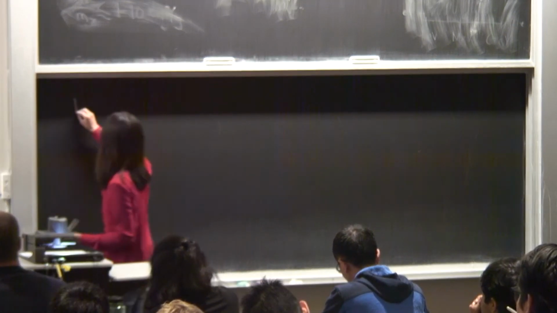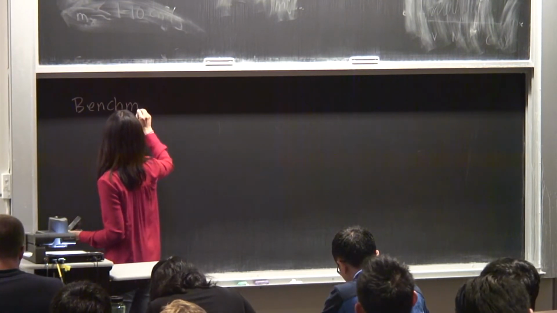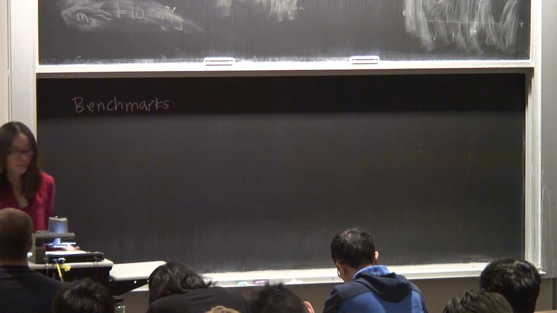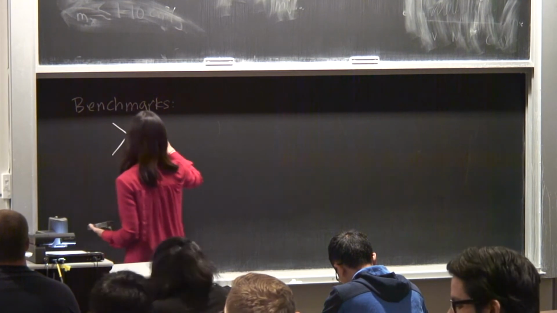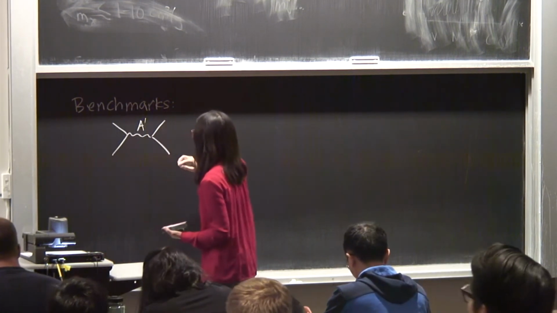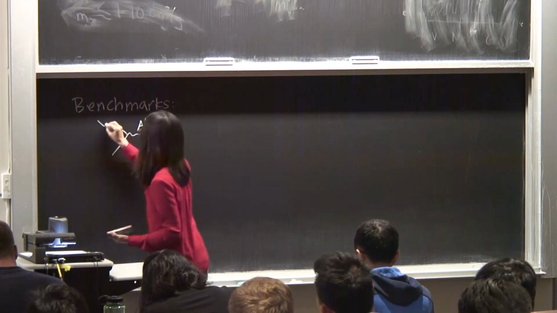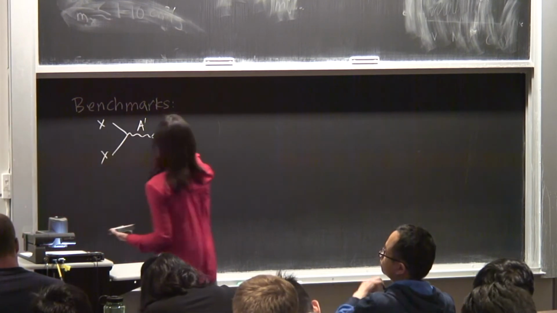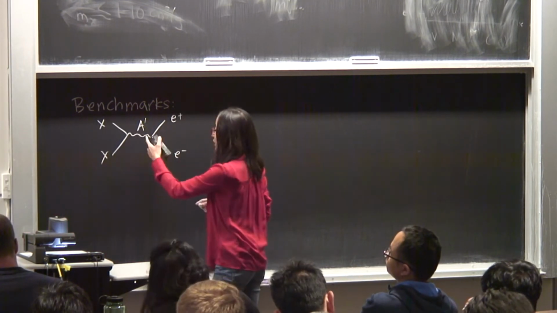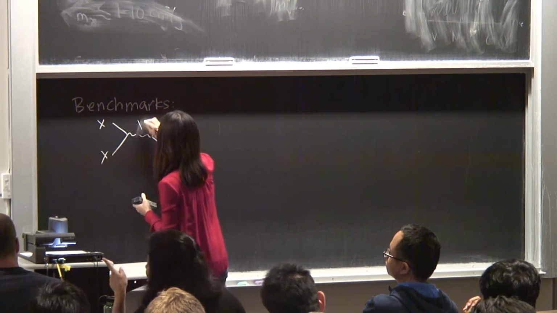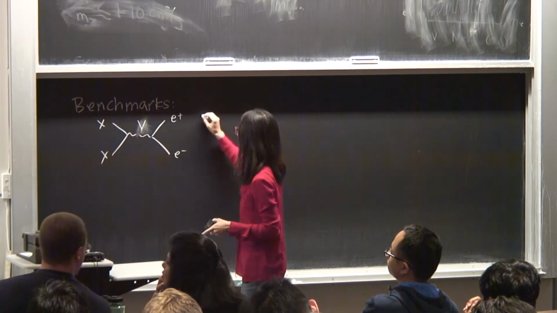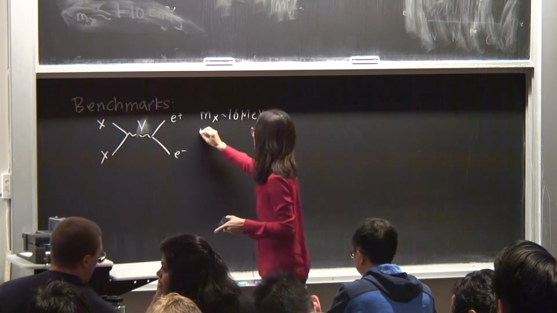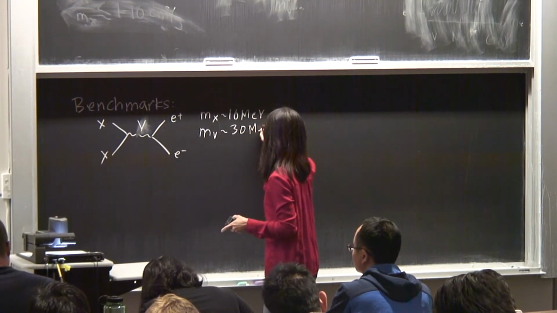So I've been fairly general so far, but I just want to present two benchmarks, sticking to this dark photon mediator. So the first is this direct annihilation into e plus e minus through a dark photon. Sorry for the change in notation, I'll stick to V. That is slightly heavier than the dark matter. So let's say the dark matter mass is about 10 MeV. The dark photon mass is about 30 MeV.